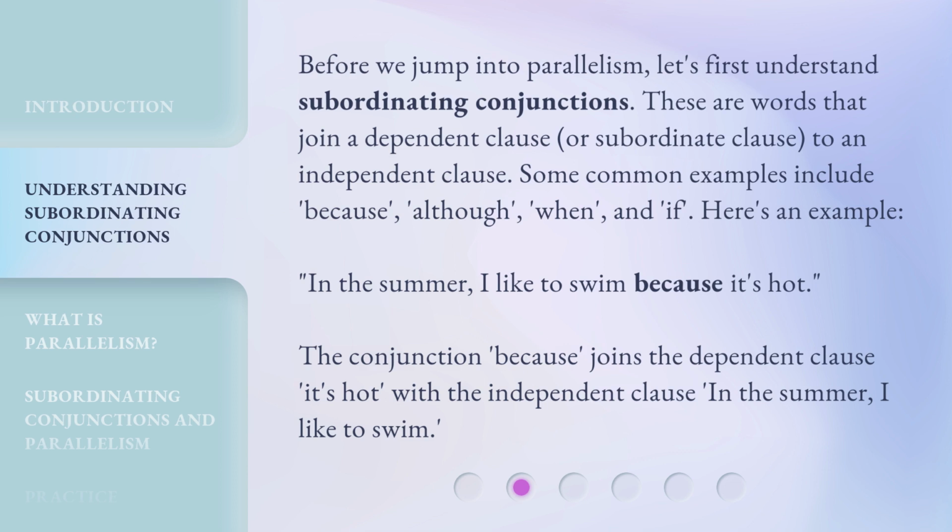Before we jump into parallelism, let's first understand subordinating conjunctions. These are words that join a dependent clause, or subordinate clause, to an independent clause. Some common examples include because, although, when, and if. Here's an example. In the summer, I like to swim because it's hot. The conjunction, because, joins the dependent clause, it's hot, with the independent clause, in the summer, I like to swim.